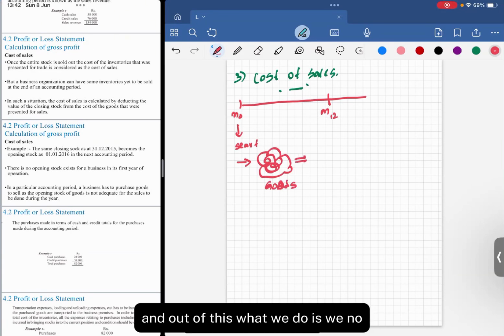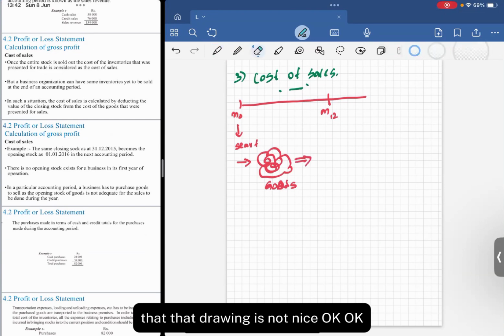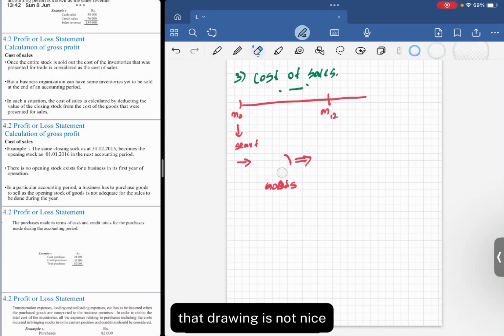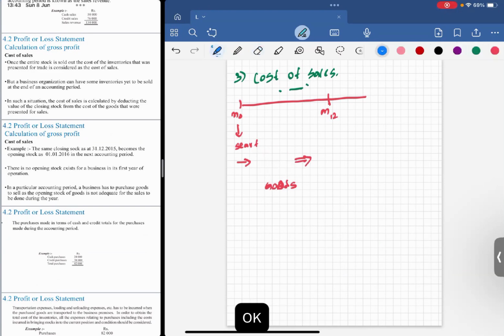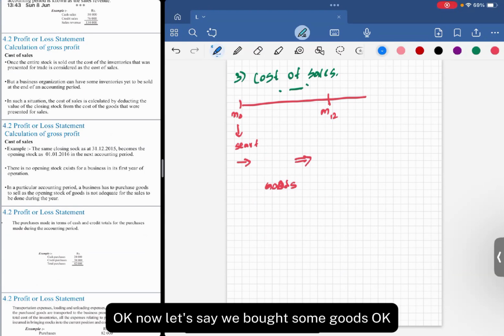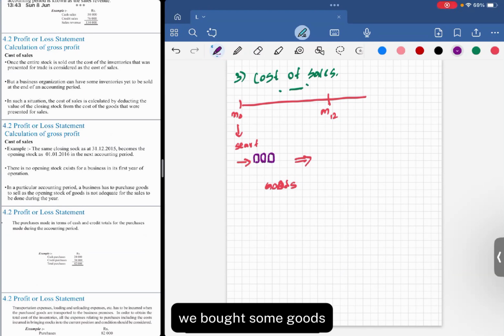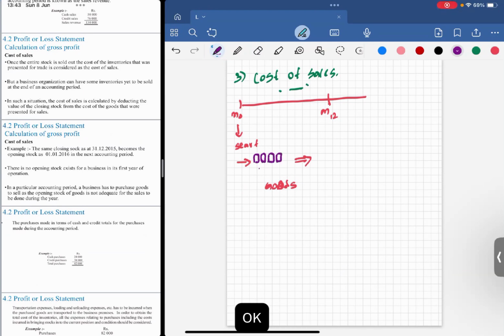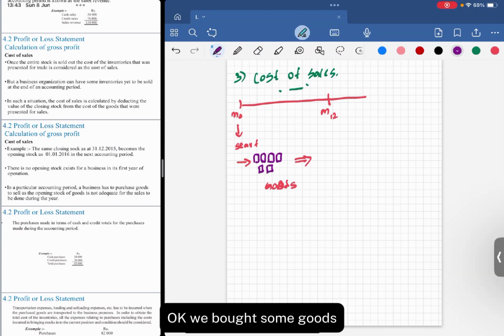Let's do it like this. Now let's say we bought some goods.